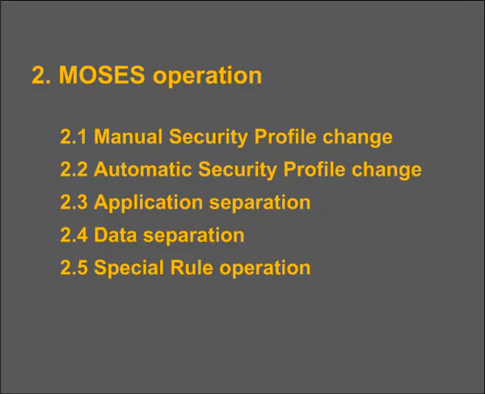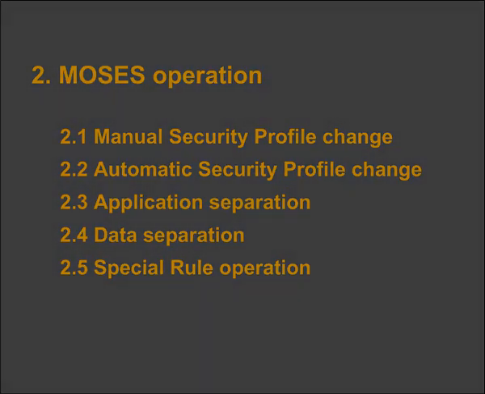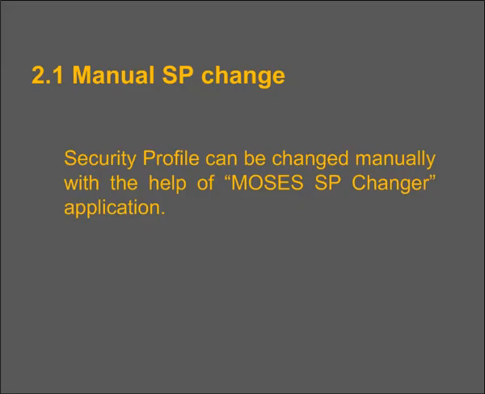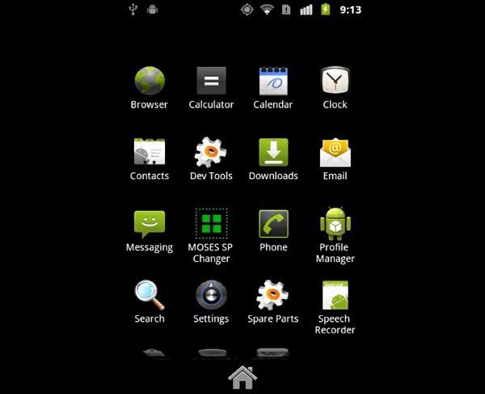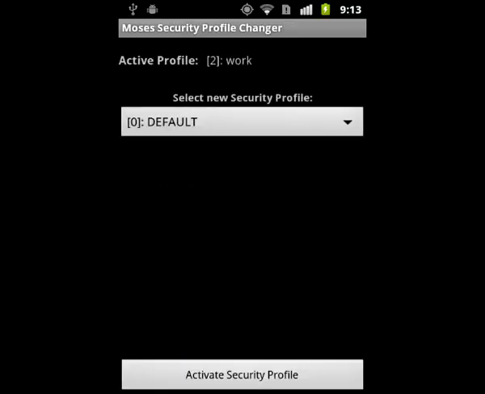In this section, we will consider how Moses system works. A security profile can be activated in two ways, manually or automatically. For manual profile activation, we developed Moses Security Profile Changer application.